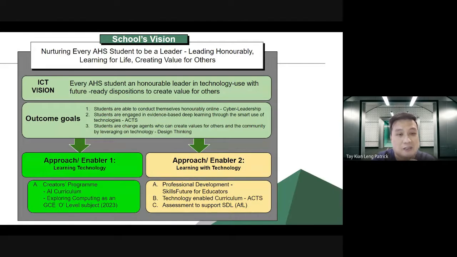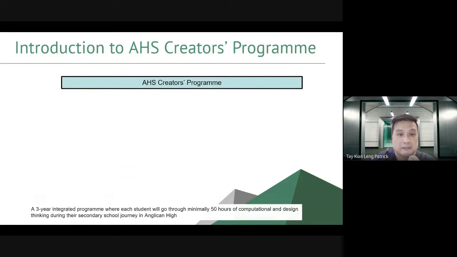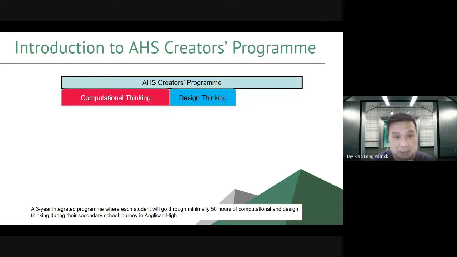So let me touch on a little bit more about the Creators Program that we have in Anglican High School. This is a 3-year integrated program where we hope that every child that goes through our school gates will minimally cover 50 hours of computational as well as design thinking during their secondary school journey in Anglican High. Quite similar to Admiralty Sec, we have design thinking and computational thinking under the Creators Program. But what is unique is that we have an AI curriculum parked under it specifically for AI as well.